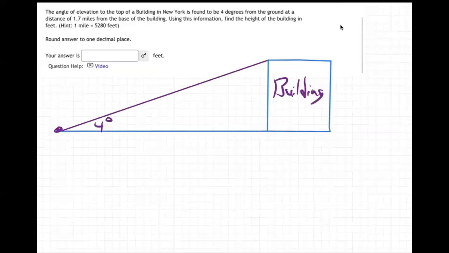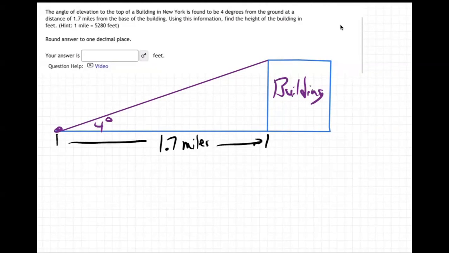And then this is 1.7 miles on the ground down here. From there to there, 1.7 miles. Sorry, that's kind of sloppy. Don't like it to be so sloppy. Okay, so that's the information they said.